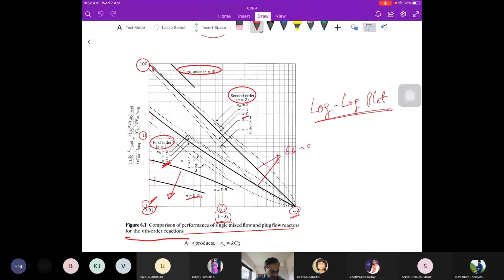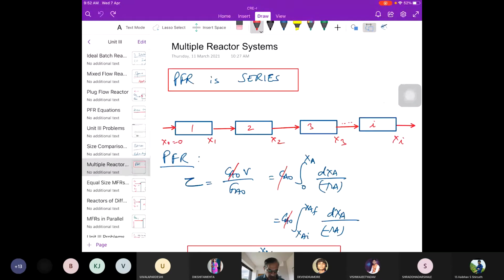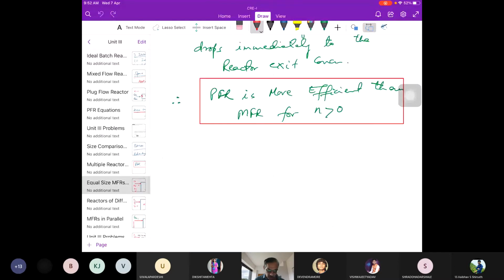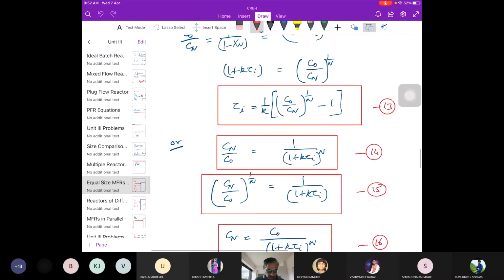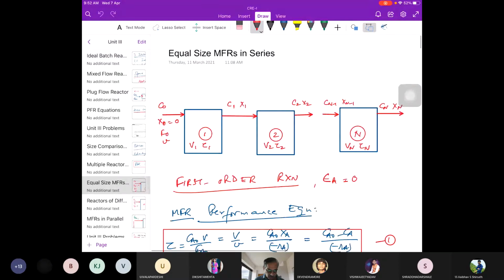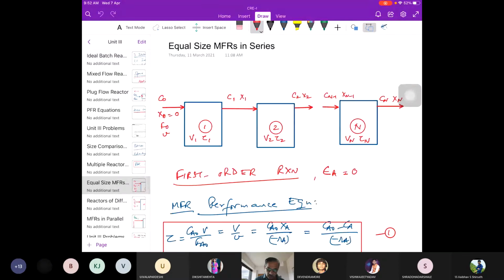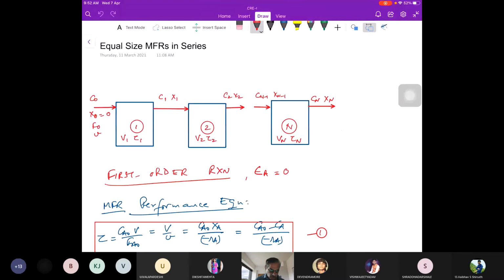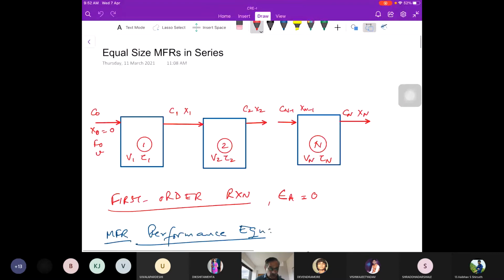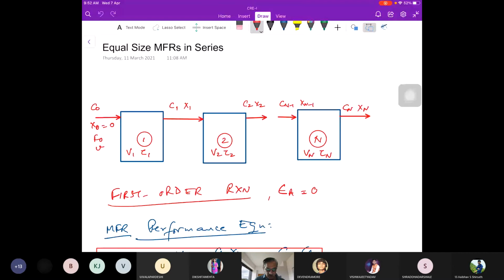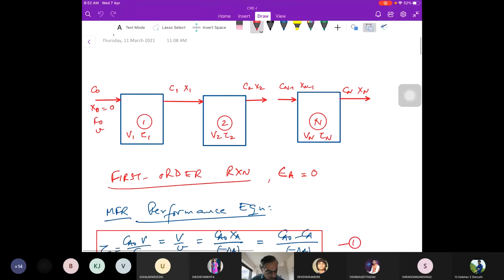Okay, so let's proceed from there. Next topic: we have seen PFRs in series and parallel. Now we'll see mixed flow reactors in series. If we take a number of mixed flow reactors and put them in series, just like we did yesterday for a plug flow reactor, what happens in this case?